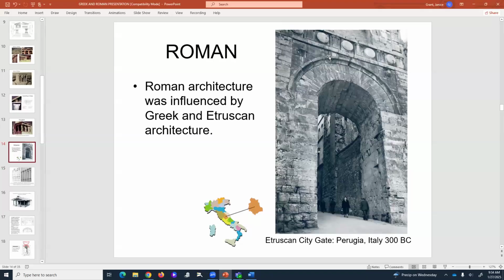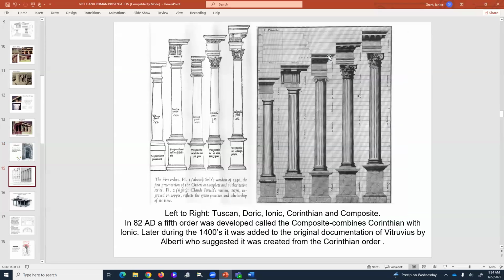But I just wanted to point out that everybody thinks the arch originally came from Rome, which they perfected for sure and did a lot more with in the style, but it originally came from this little village here with the Etruscans.